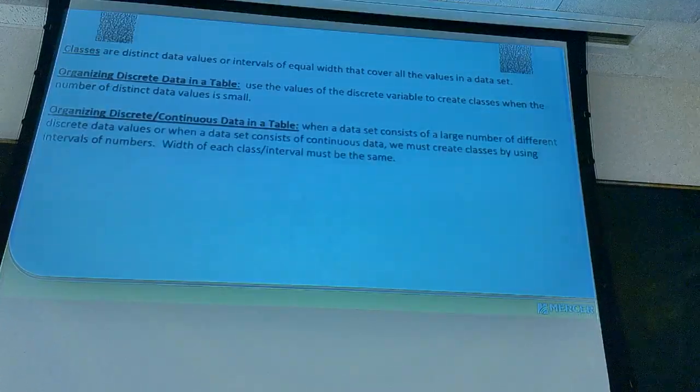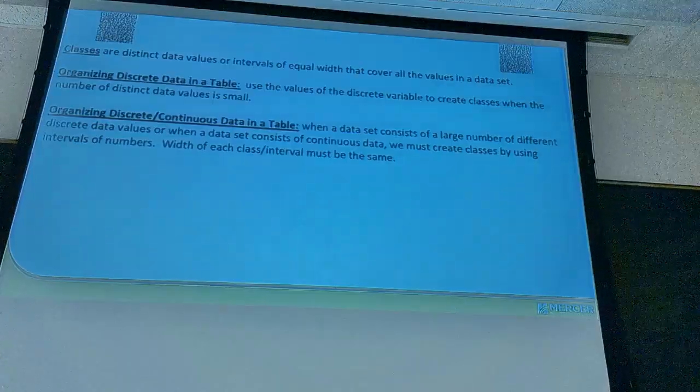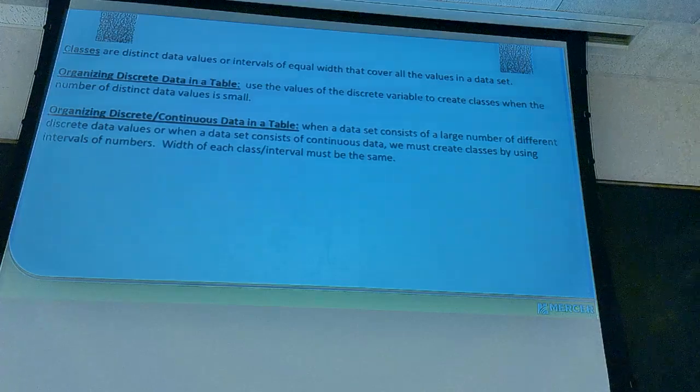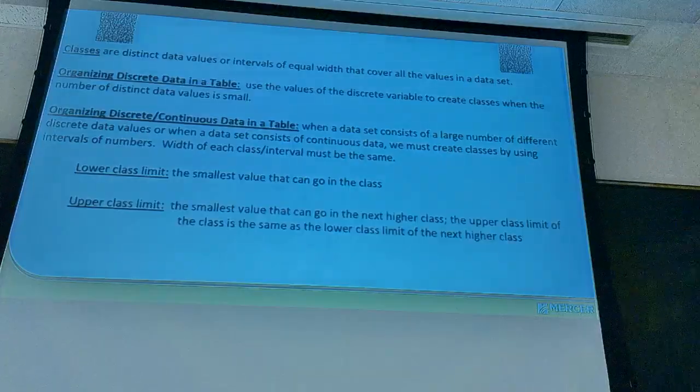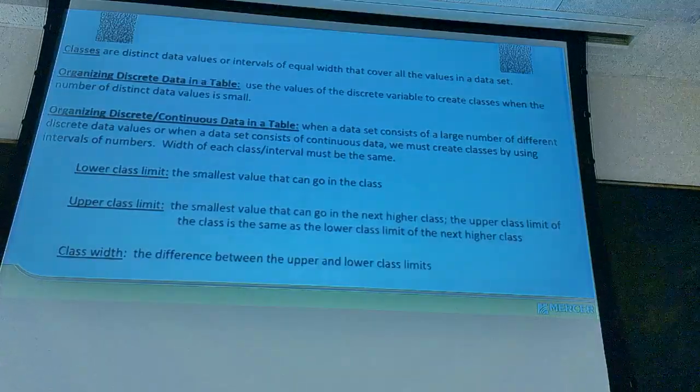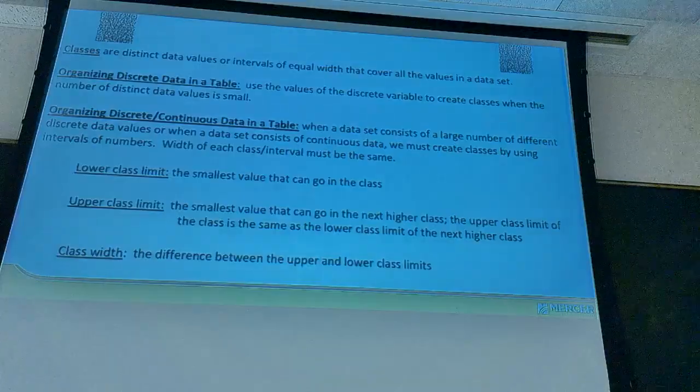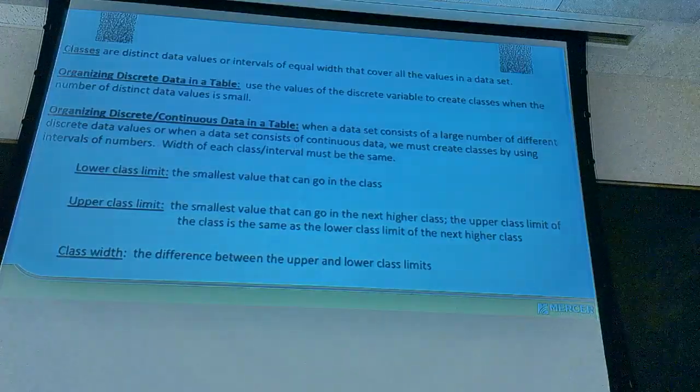Right, so for continuous though, you want to set up your bins, you want to set up your classes, and the classes have to be equal width. So think back to algebra when you're looking at intervals, right? You had open and closed, right? Parentheses and brackets. Open meant what?